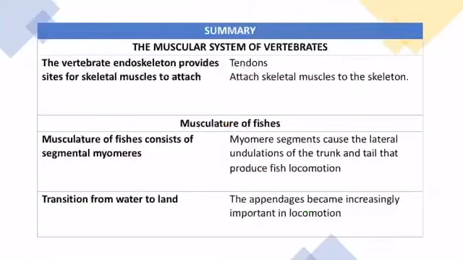Summary of today's lecture. This lecture was on the topic the muscular system of vertebrates. The vertebrate endoskeleton provides sites for skeletal muscles to attach. Tendons attach skeletal muscles to the skeleton. Musculature of fishes consists of segmental myomers. Myomer segments cause the lateral undulations of the trunk and tail that produce fish locomotion.